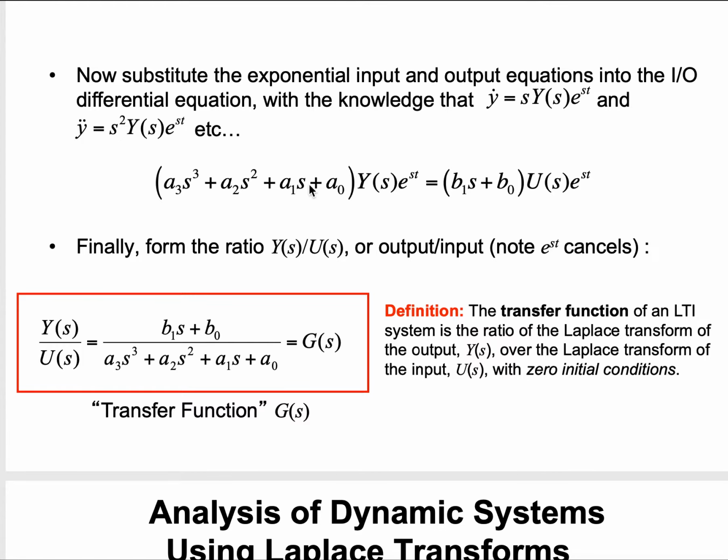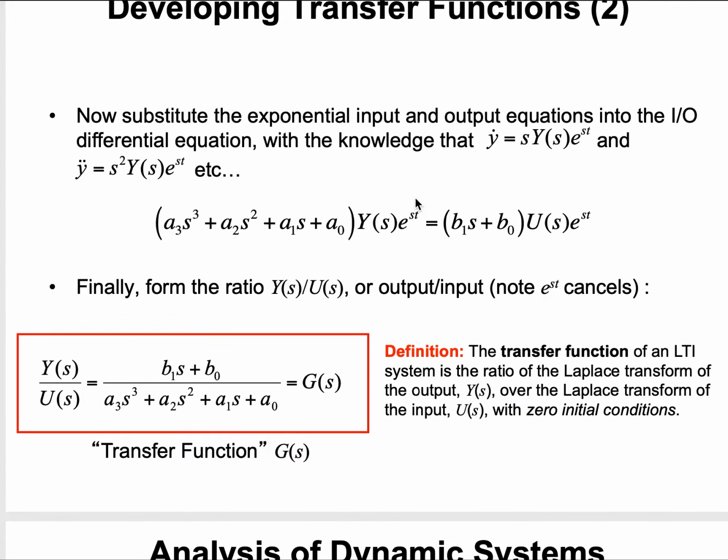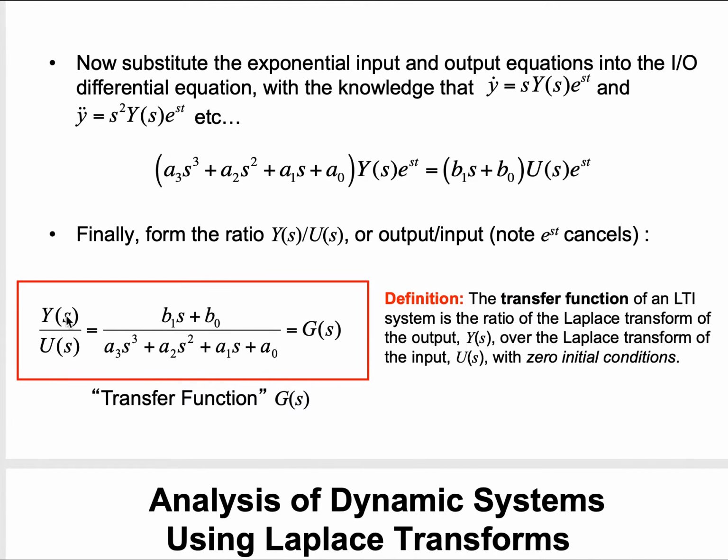In transfer functions, remember, the initial conditions are always zero. So the Laplace transform of y dot, remember, is s times Y(s). We have assumed y is equal to a constant times e to the st. So s times Y(s) e to the st, when we just take that in parentheses, we find our Y(s) divided by U(s). So that is the transfer function.